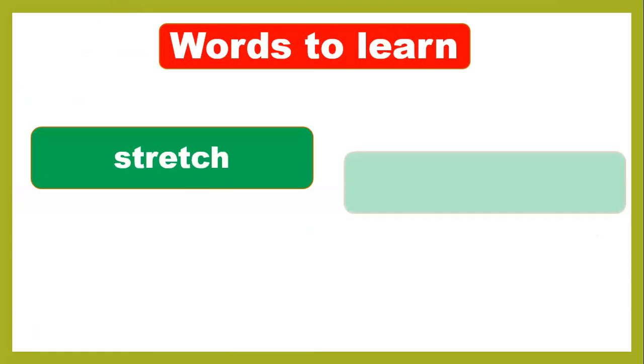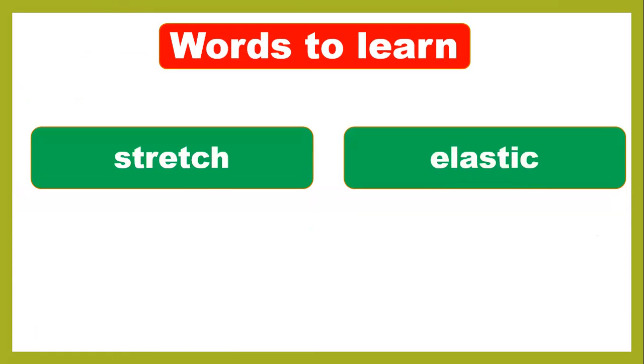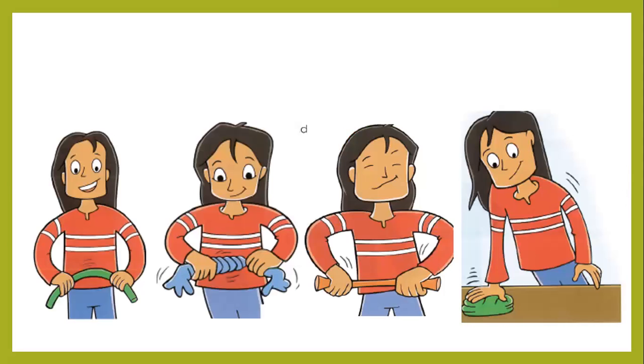Now you have to learn the words. The first one is stretch and the next one is elastic. You have to write them in your notebooks and try to memorize what stretch and elastic mean. Now look at the four pictures that show bending, twisting, stretching, and squashing. There are four different ways you can change a material: bending, twisting, stretching, and squashing.